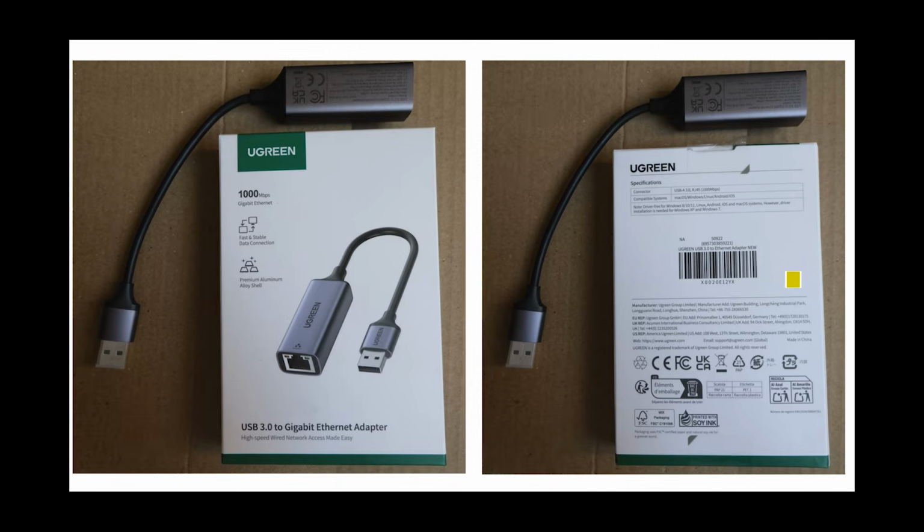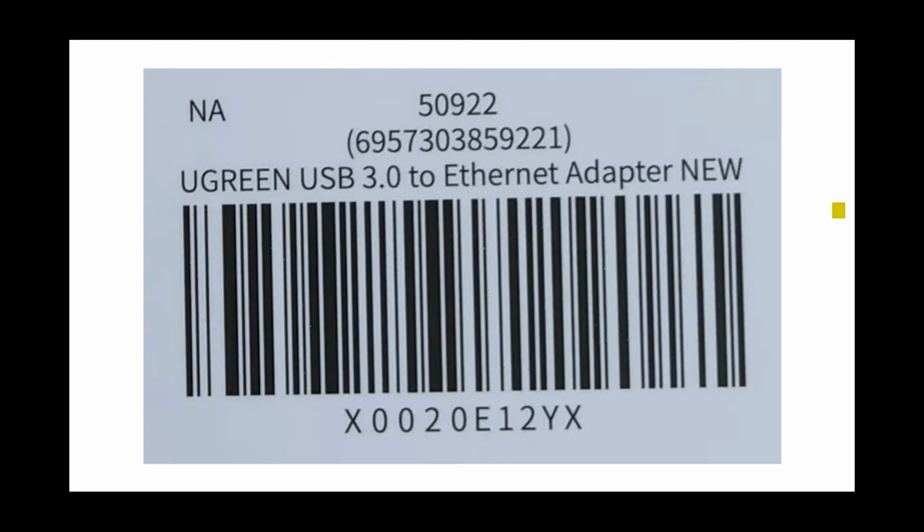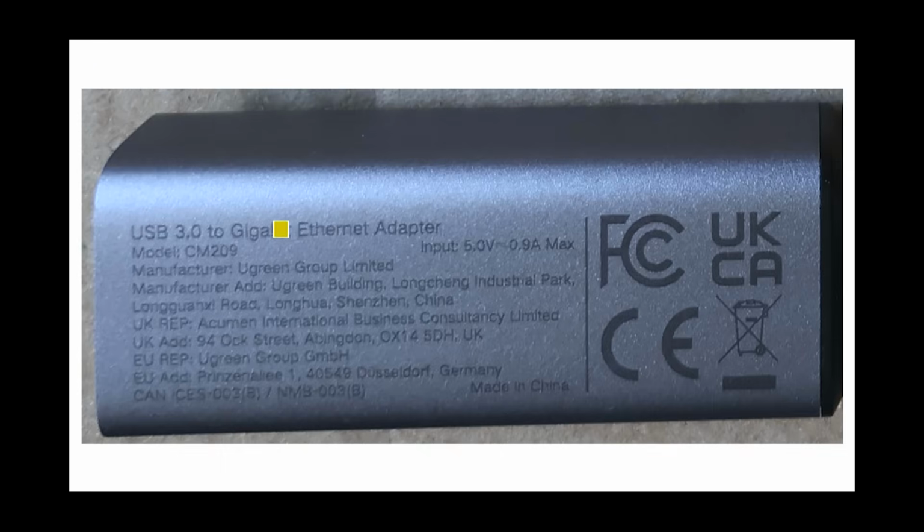Okay, so this is a Ugreen USB to Ethernet adapter. I did order it from Amazon. I'll show a close-up of the UPC code here in a moment. So this is a close-up of the UPC code, and you should be able to leverage this information to find the actual adapter online. I will also provide a link to the Amazon page so you can order it there directly if you like. And then this is a close-up of the Ugreen USB to Ethernet adapter. The part number or model on it is CM209.